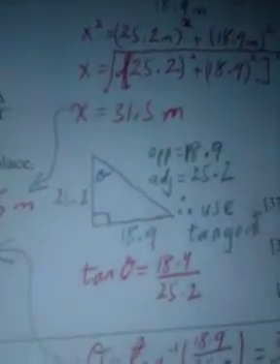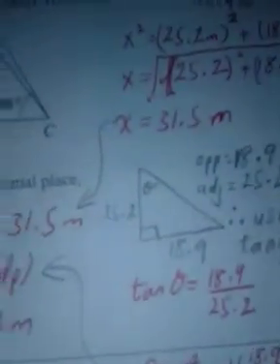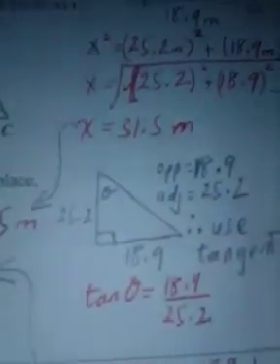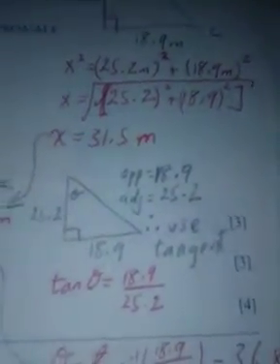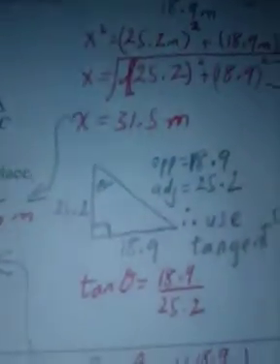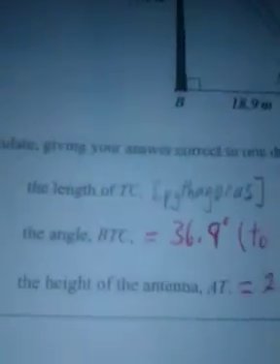So I get tan of the unknown angle theta is equal to 18.9 over 25.2. Now I'm going to take the inverse tan, or tan inverse, of this, and I get 36.87 degrees. Last, I can find the height of the antenna AT.